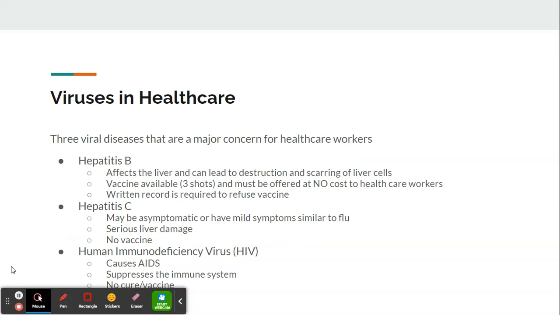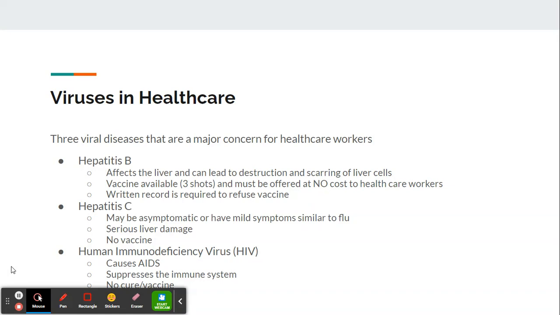When we're talking about viruses in healthcare, just like we mentioned in our safety unit, there are going to be three main viruses that are a big concern. Hepatitis B affects the liver. If you contract it, it can lead to destruction and scarring of your liver cells. There is a vaccine available. It's a 3-shot series, and it has to be offered to you at no cost if you work in healthcare. If you choose not to get it for any reason, even if that reason is that you've already had it before, your employer has to have a written record of your refusal.